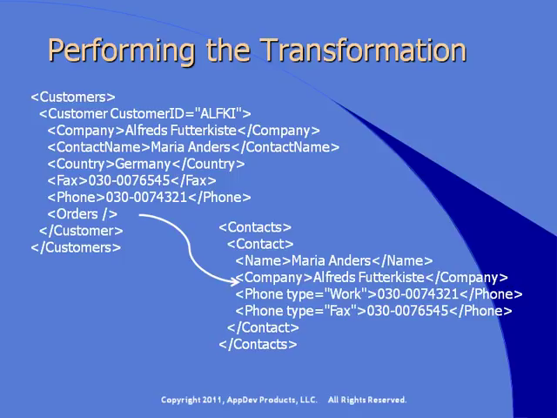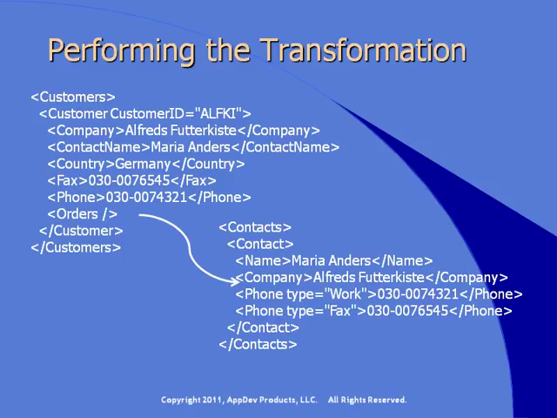Notice the difference. On the left, we have a customers element with customer elements inside of it. On the right, we have a contacts element containing contact elements, and within the contact, we don't have a contact name, we have a name element. We have a company element that's the same as the previous one.